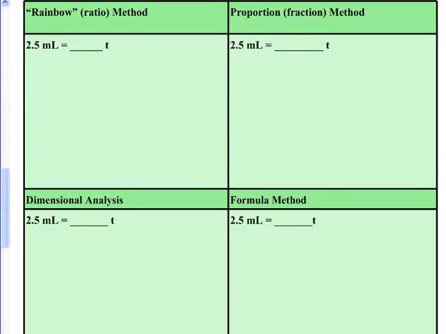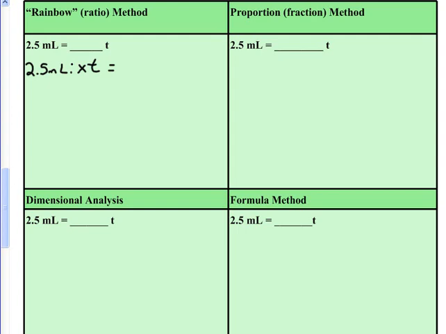Now let's convert 2.5 milliliters to teaspoons. We must first ask ourselves what we know about the relationship between milliliters and teaspoons. We should know that there are 5 milliliters in each teaspoon. First, let's do this conversion using the rainbow method. We're going to set 2.5 milliliters to an unknown number of teaspoons.